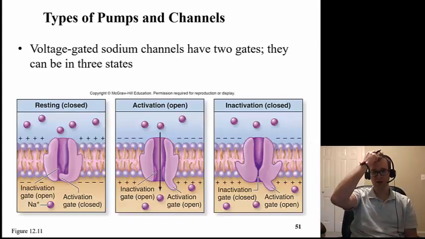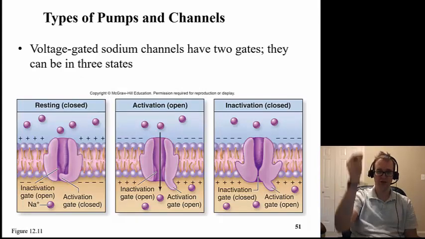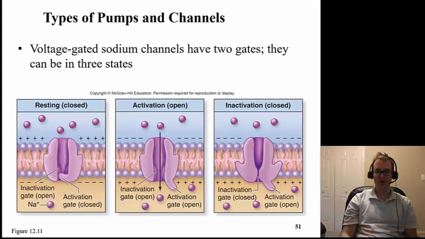And so here are some channels that we'll see. These are sodium channels. Sodium channels have two gates and can be in three states. The first state is the resting state. In rest, they're going to be closed. Notice here's one gate right here, the inactivation gate, and at this point in time, it's open.